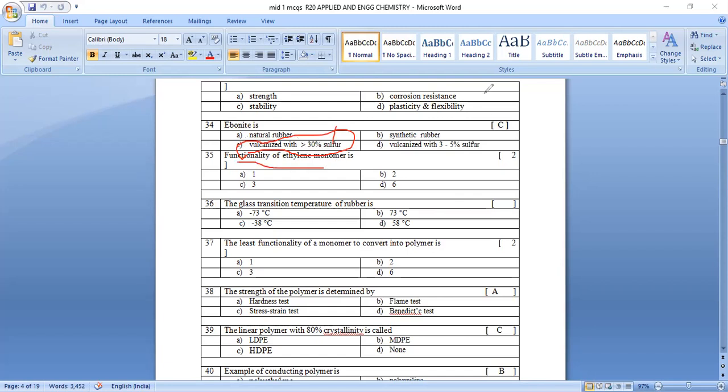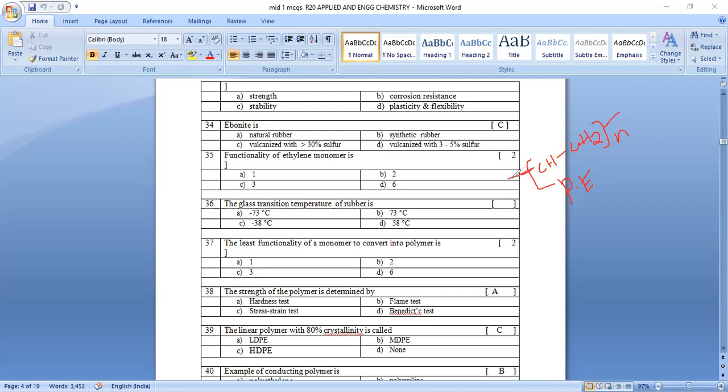The functionality value of ethylene is known to be what? When we take ethylene to polythene, it gives rise to CH2, which is repeated n times. Polythene contains the monomeric unit ethylene, and ethylene has a functionality value.